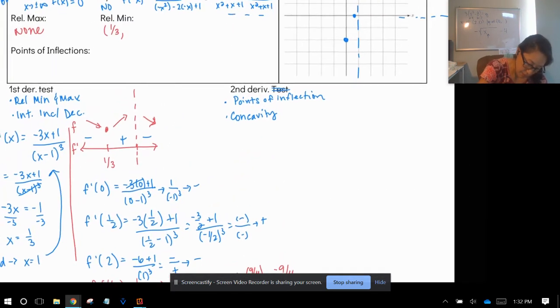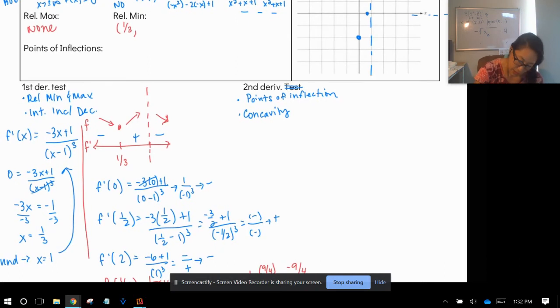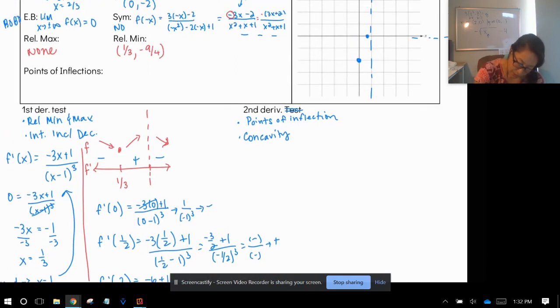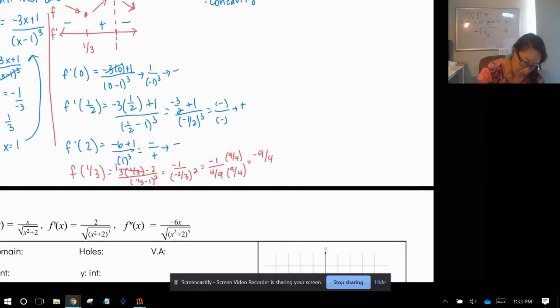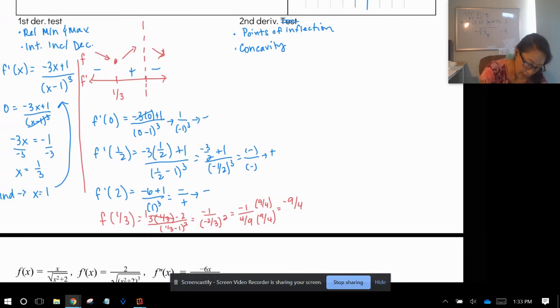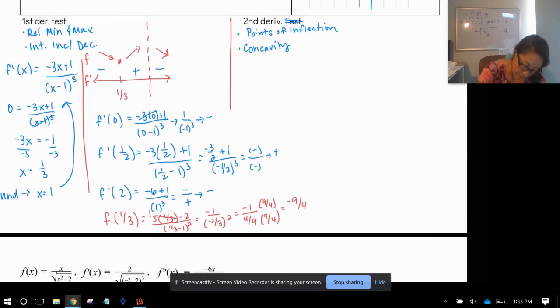Okay, negative 9 over 4. Whew, we're doing this. All right, so 1/3, negative 2.25 is about right there. And I also need to find my points of inflection. So to do that, we're going to use the second derivative, which is given.